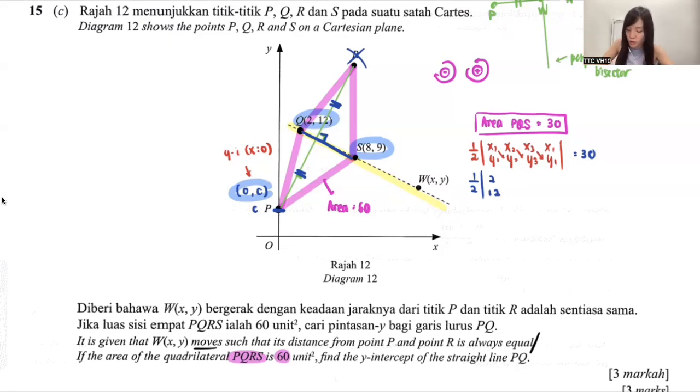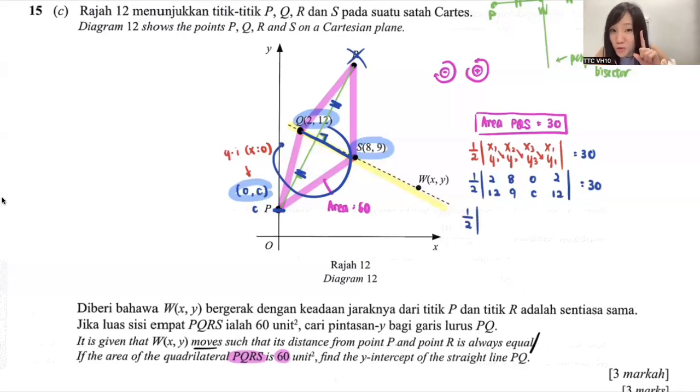Okay, so 212. I try clockwise. So clockwise 212. Next one 89. Next one 0C. Next one 212 again. Equivalent to 30. Okay. So my dear, half. Okay, later on only I move. Okay, guys, this part will have 1 mark. You don't lose the marks.